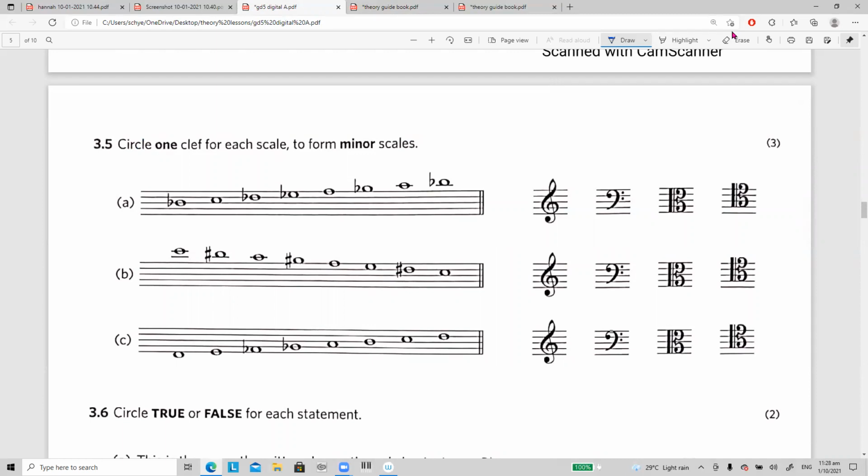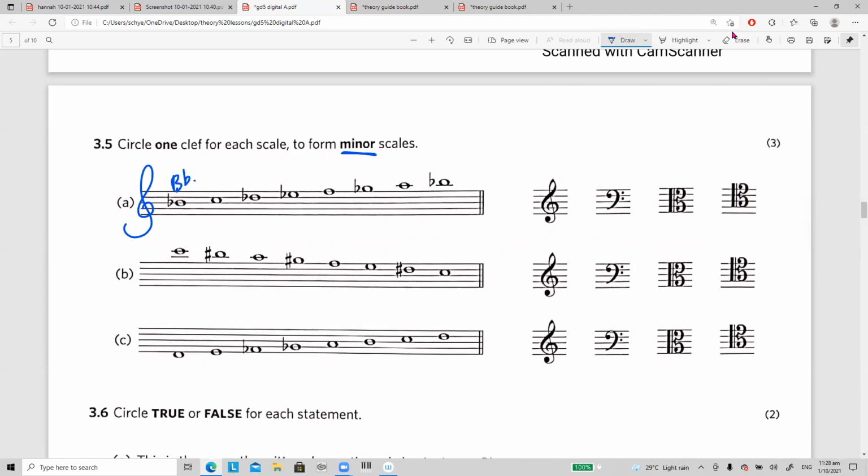For this one you need to try the keys one by one. For instance, you will probably need rough paper or a blank sketch paper to do working for this question. So let's try treble clef. If this is treble clef and a minor key, very likely this is B flat minor because the first note is B flat.